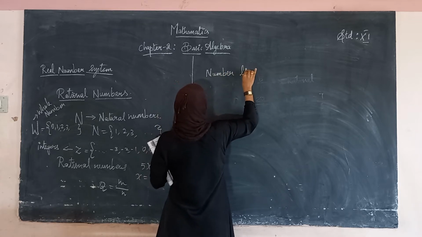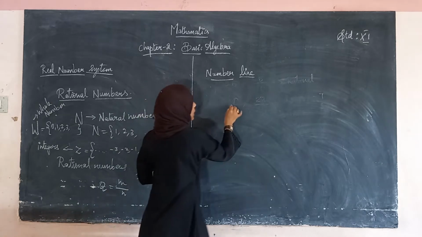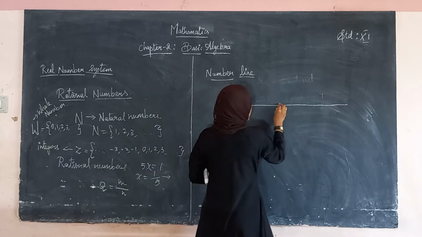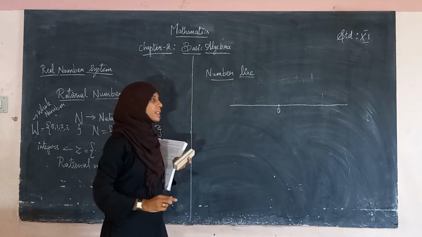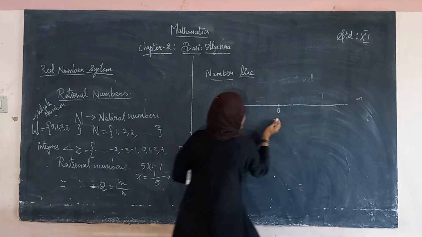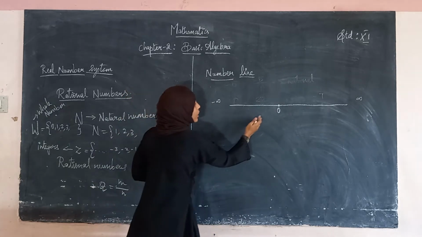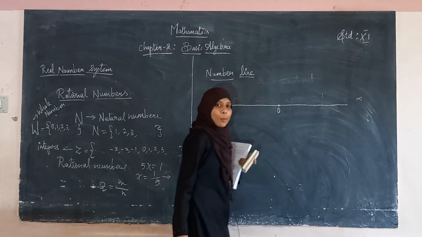Number line. How are we going to represent the number line? The number line is only a horizontal line. It has its origin at 0. So what's the origin of the number line? The origin of the number line is 0. On the right hand side it moves on till infinity, and on the left hand side it moves on till minus infinity. On the left hand side we will be marking the negative terms, and on the right hand side we will be marking the positive terms.